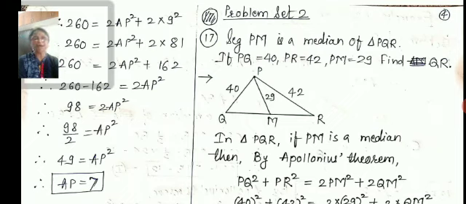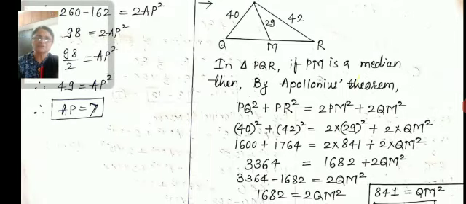The third example I have selected is problem set number 2, example number 17. We can see the figure and the values shown in it: PQ equals 40, PR equals 42, PM equals 29. In this example we have to calculate the base QR. The condition we used in the fourth example is repeated here: PQ square plus PR square equals 2PM square plus 2QM square, where QM is half of QR.